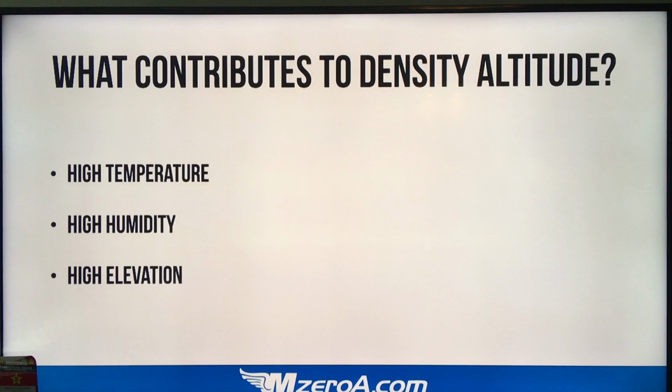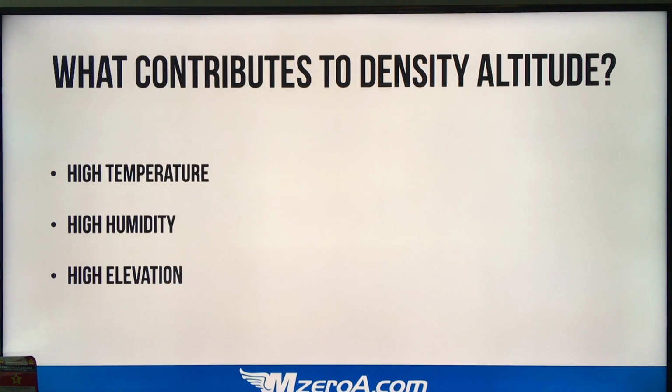Now, what factors contribute to density altitude? Well, the three factors that increase density altitude are high temperature, high humidity, and high elevation. And I can tell you, being based in Florida, you only need two of them to really decrease that performance. We get the high temps, we get the high humidity. Despite not having the high elevation, we still, in the summer, deal with 3,000 and 4,000 feet worth of density altitude just here at the surface in June at 3 p.m.